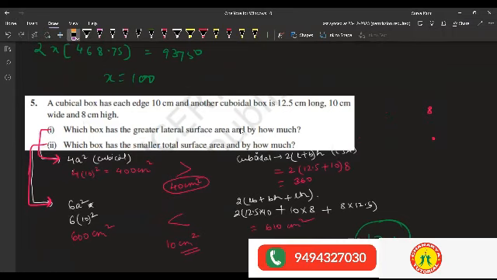Second part, you see the total surface area. So the opposite is happening here, right? So 6a square, the answer is 600. And this is how much? 610. 2LB, BH, HL, LH.